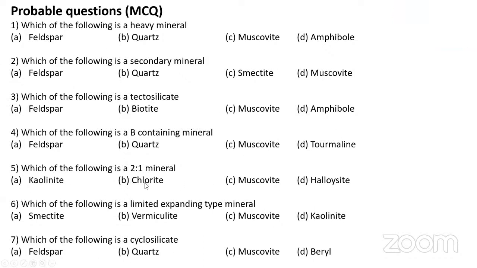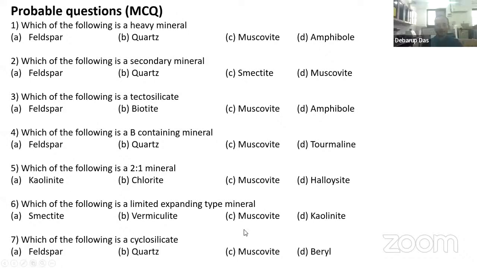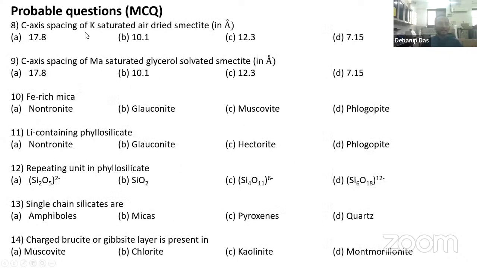Which of the following is a 2:1 mineral? Chlorite. No. Which of the following is a 2:1 mineral? Muscovite. Good. Which of the following is a limited expanding mineral? Vermiculite. Good. Which of the following is a cyclosilicate? Beryl. Is there another cyclosilicate in this slide? Beryl.